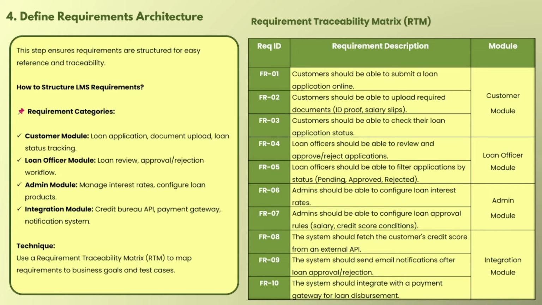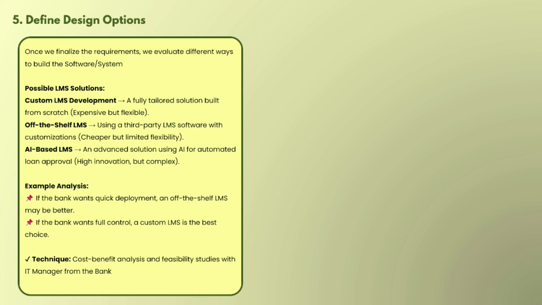Now let's move to another key task involved in RAD, that is define design options. This is very interesting and quite technical as well. Once we finalize the requirements, we evaluate different ways to build the software system. After locking down the requirements, now we look at different ways to build the system. It's like exploring multiple routes to reach the same destination. We compare the options based on cost, time, technology, and how well they meet the business needs before picking the best one.